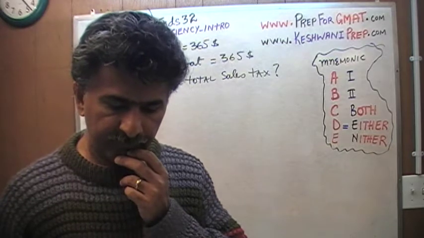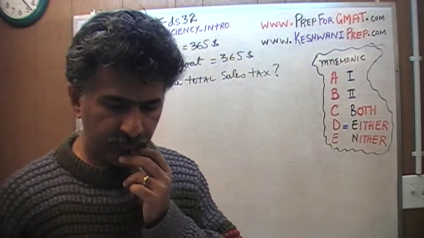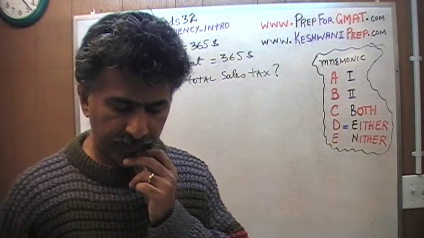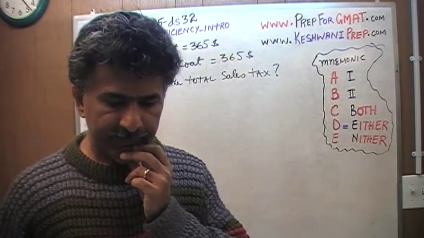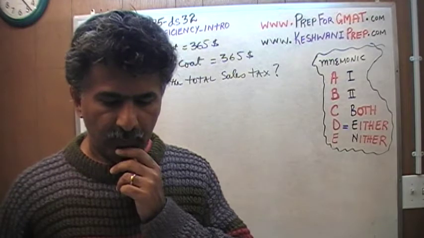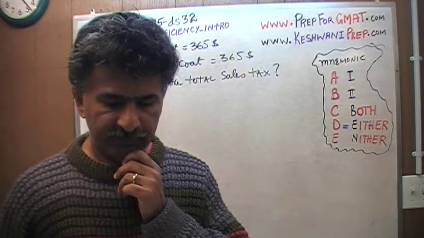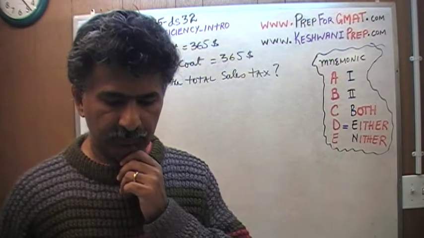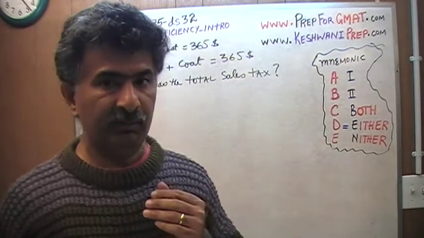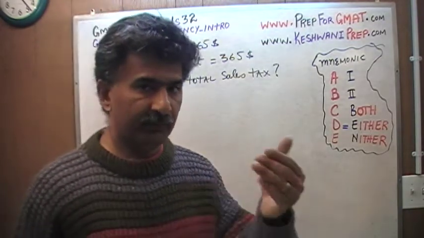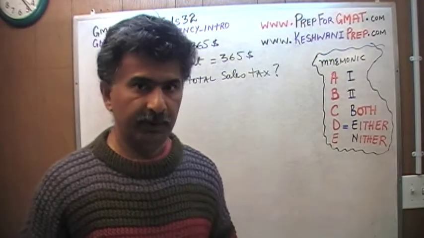Now what does it say? Does the sales tax apply only on the portion that is over 100, or does it apply on the whole item? Let's read again. If there was no sales tax on any clothing item with a price of less than 100 and a 7% sales tax on all other clothing items, so it does not say that the 7% sales tax applies only on the portion that is above $100. It applies on the whole thing.